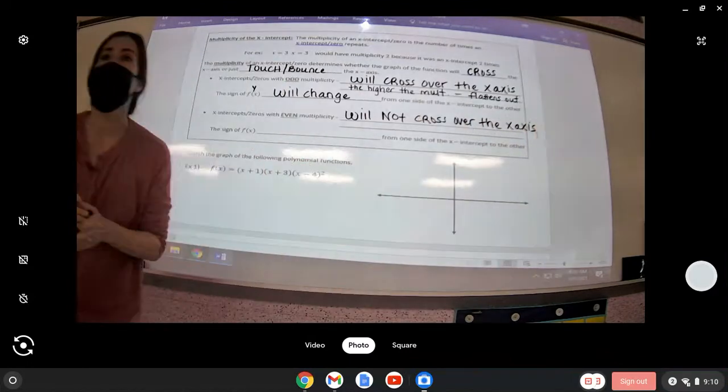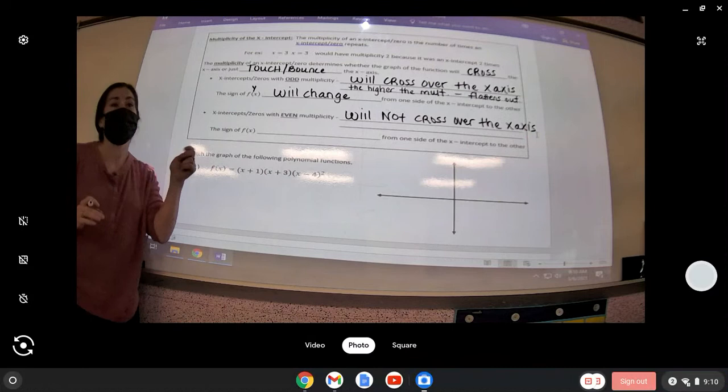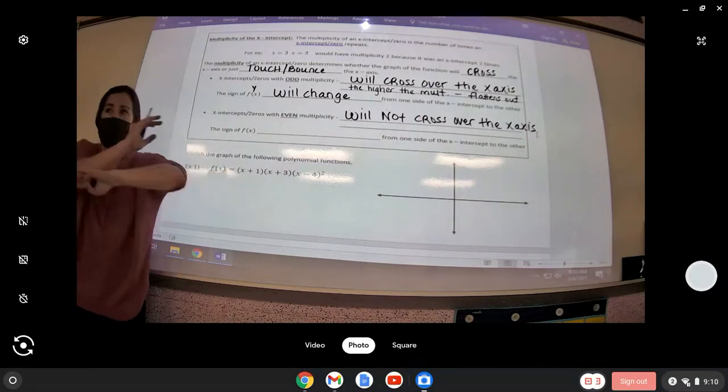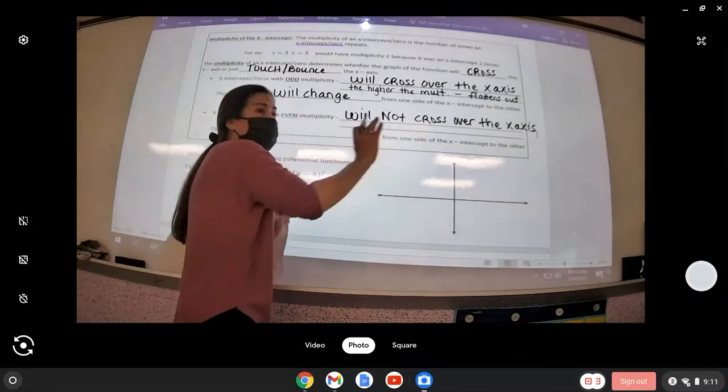And again, I'm sure this is confusing because rules are always confusing as you're writing them, but when you see how we use them, I'm telling you, it'll become a little bit like second nature. You'll get it. All right, so this means at an even multiplicity x-intercept, the graph will not cross over the x-axis. It'll just touch the x-axis.